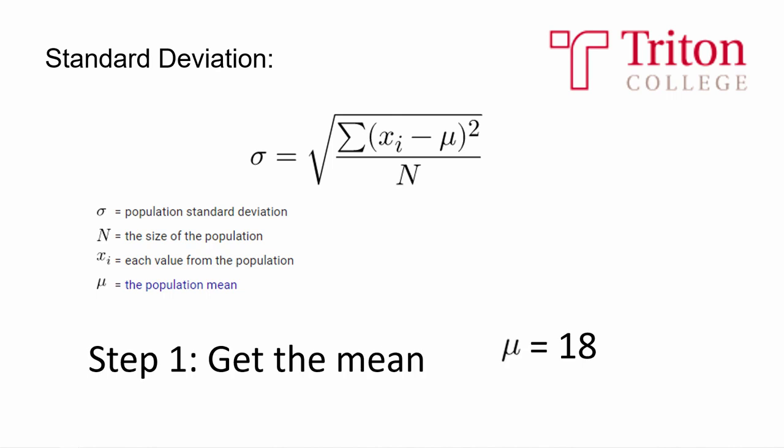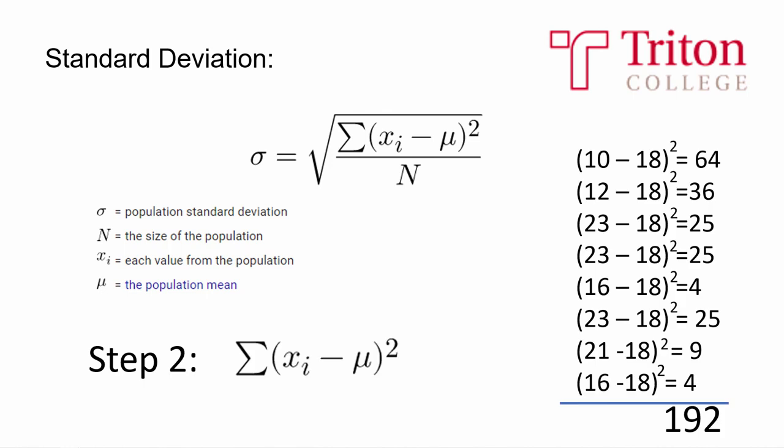So let's look at the second part here. Look at the numerator. We got sigma of x sub i minus mu, which is the population mean, squared. This is what it looks like on the right-hand side. Now, the mean is 18, so you see 18 on the left-hand side. So what we do is we take every observation, 10 minutes, 12 minutes, 23 minutes, 23 minutes, 16 minutes, 23 minutes, 21 minutes, and 16 minutes. We subtract the mean and we square it.